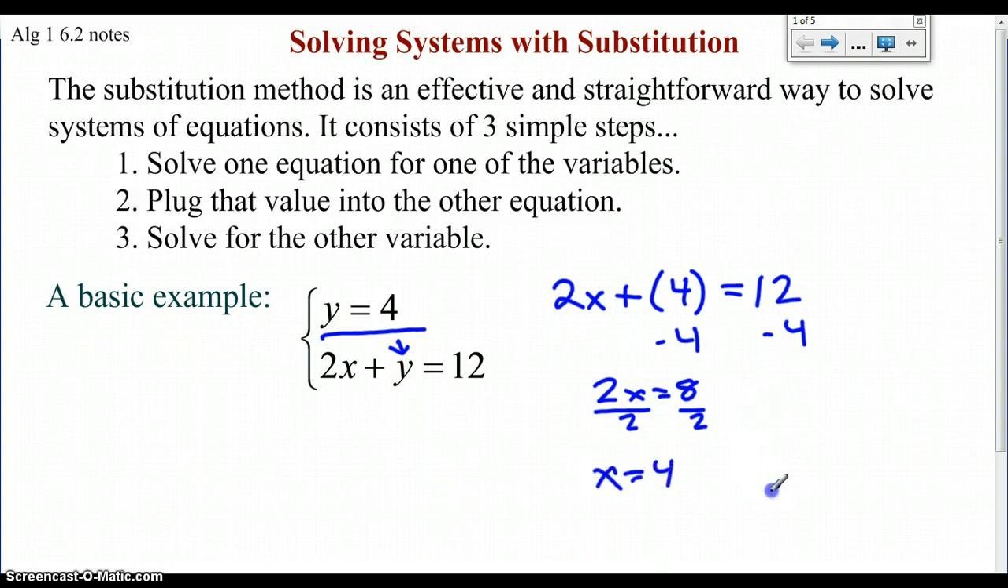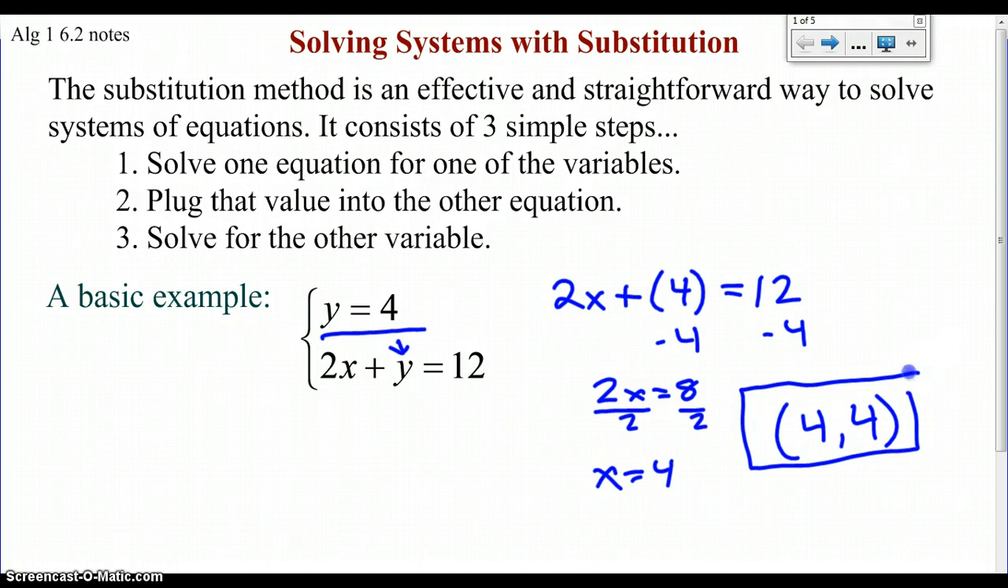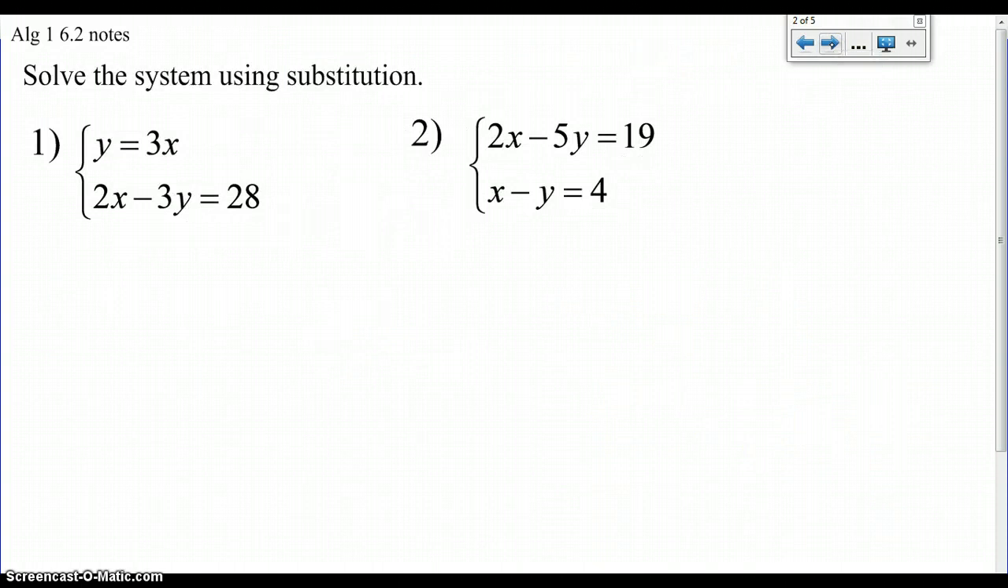Now I'm going to go ahead and write the solution as an ordered pair. We know the x value is 4. The y value was given to us right at the beginning, and it's also 4. Now if you think about this in terms of our previous method, that means that these two lines intersect at the point (4, 4). You don't have to graph it to see that, but it's just showing you that these two methods, even though they're different, get you the same result.